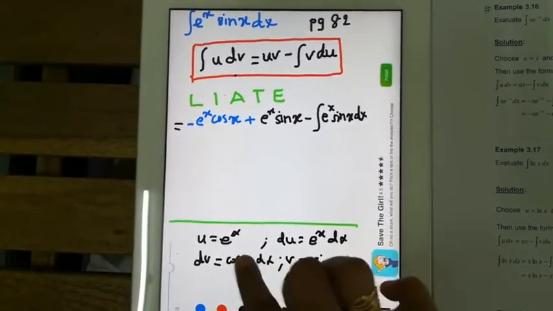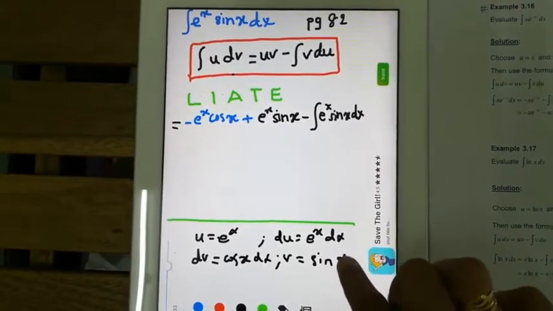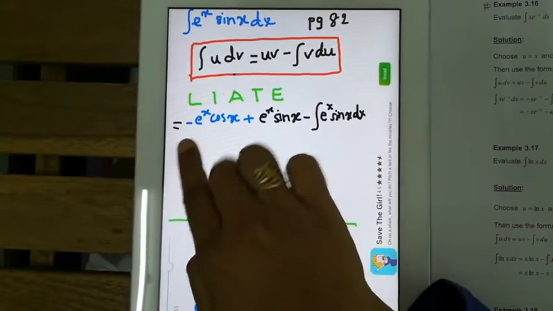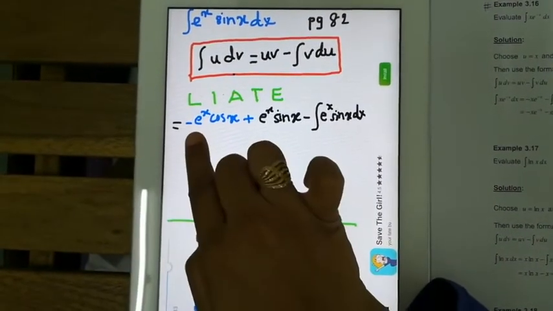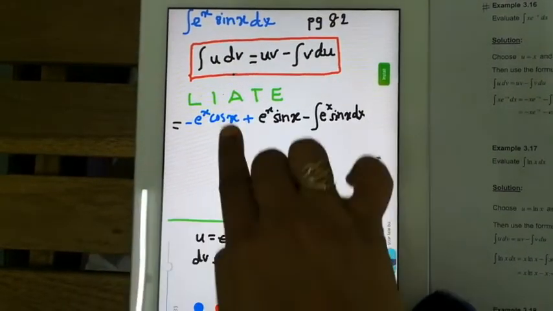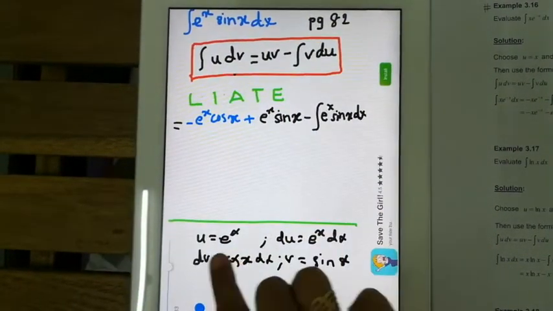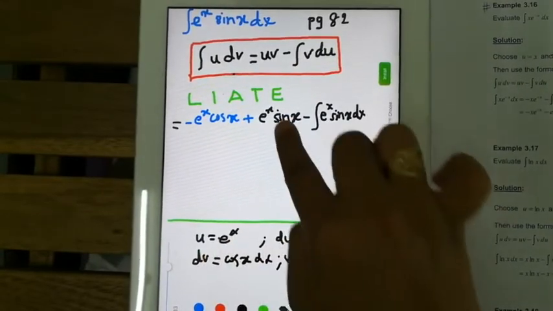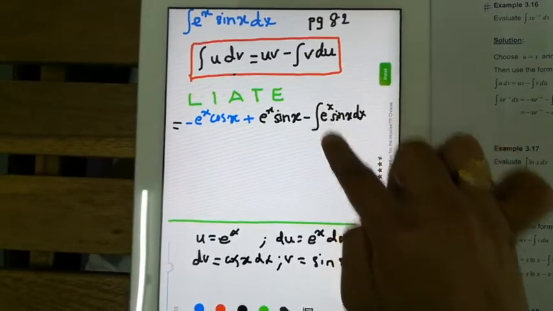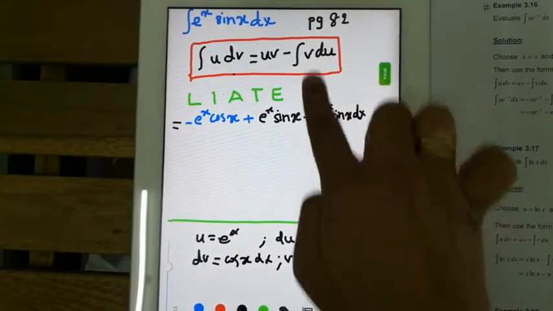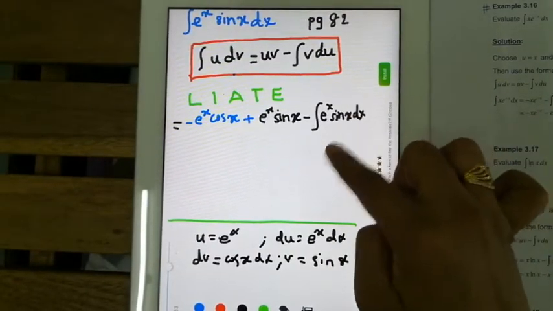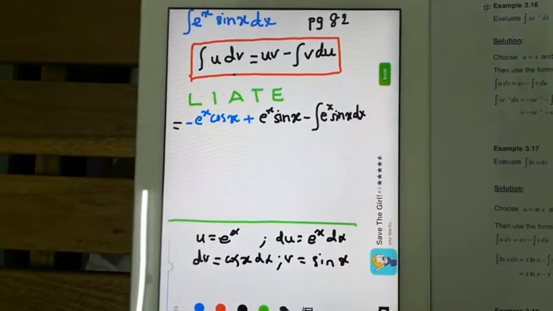From the previous one, we did this just now, so I copy the answer back to this. This is the original one that we got, minus e^x cos x. Please do not forget to write it down. Plus, this is the second one, which is e^x sine x minus, uv minus v du. So v is sine x, and du is e^x dx.